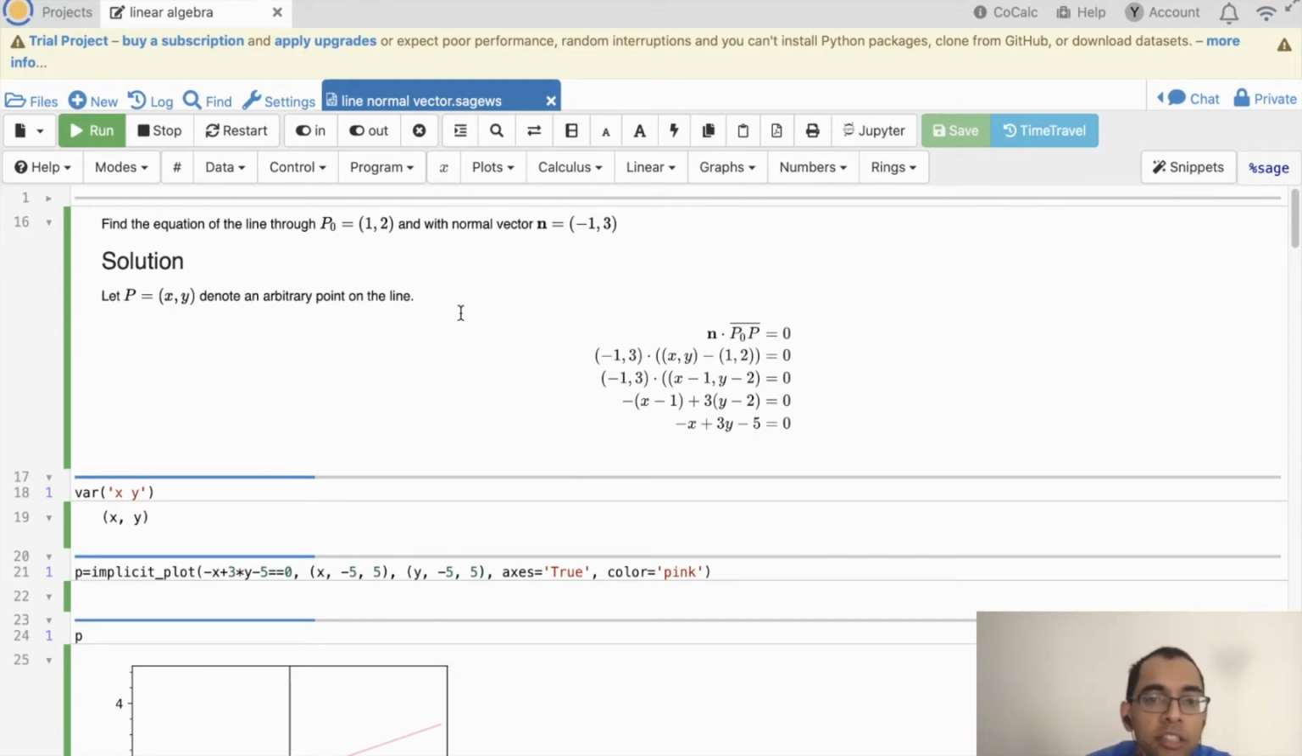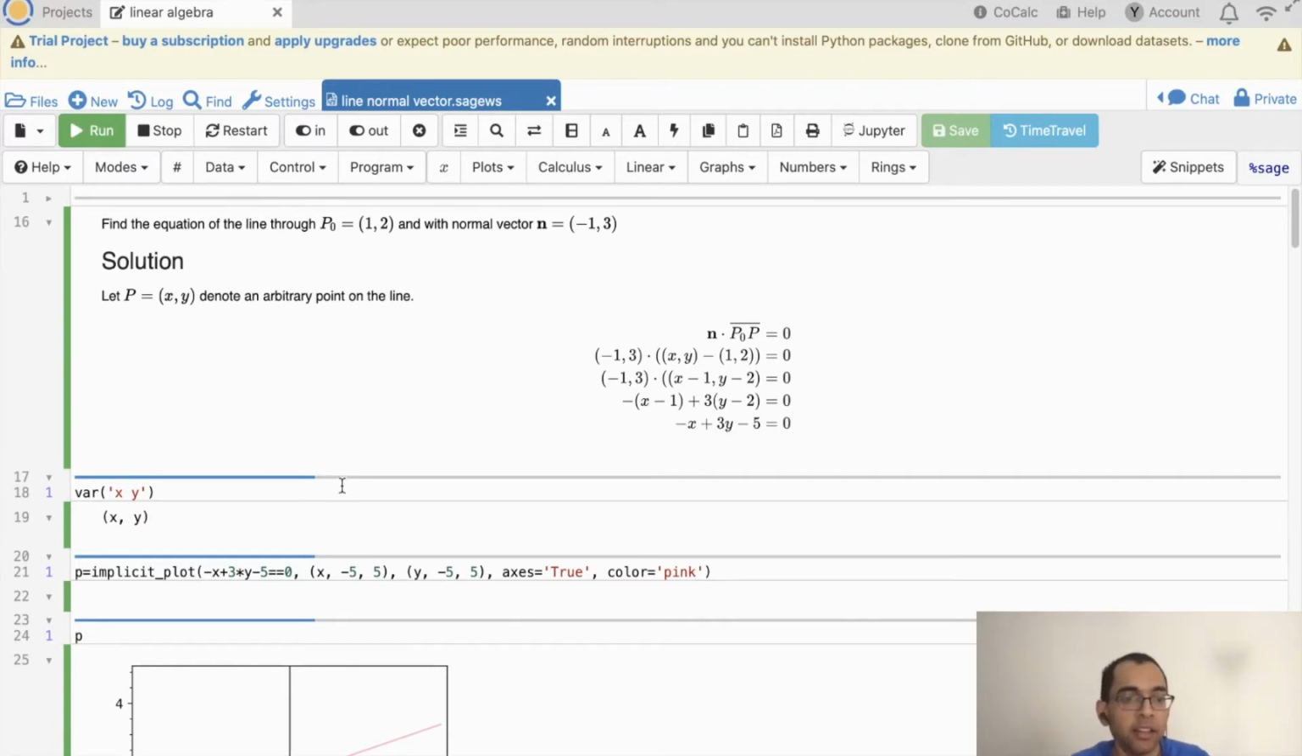The solution to this problem, just in terms of math, is: let p be an arbitrary point (x, y) on the line. Then by the definition of the normal vector, n dotted with the vector from p0 to p has to equal 0. Substituting the normal vector and the vector from p0 to p, we get all this math, and the equation of the line is the very last equation: negative x plus 3y minus 5 equals 0. So that's the equation we want to plot.